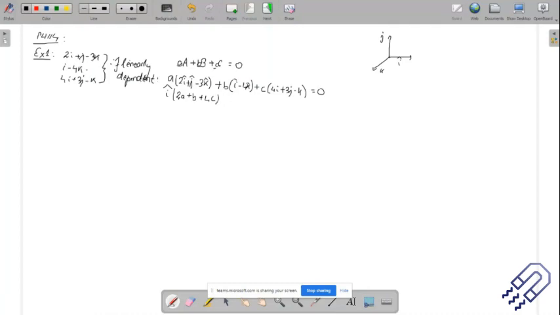Then plus j will be a; there is no j here, so this is 3c, plus k, and k is minus 3a times a minus 4 times b minus c is equal to 0. Okay. Now there are three equations here.